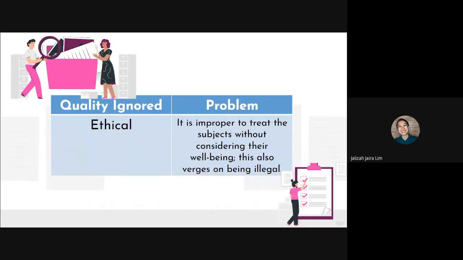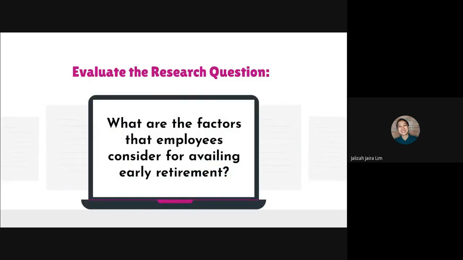Now, of course, as you unpause, this particular problem is unethical. This research topic is unethical because it's improper to treat the children without considering their well-being. Of course, this may affect how they develop, because children at young ages are very impressionable, so they oftentimes model themselves after what they see, and this also is very illegal. Of course, we don't want to trample on children's rights to a safe environment.